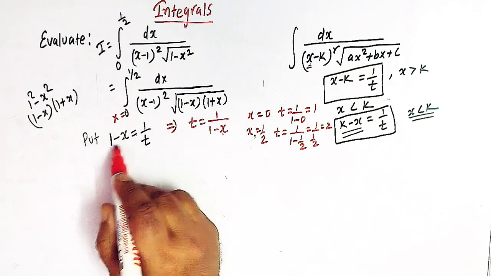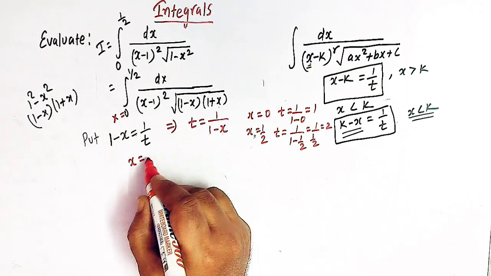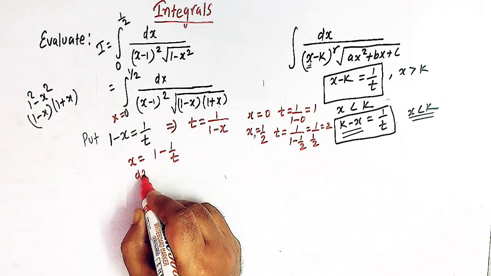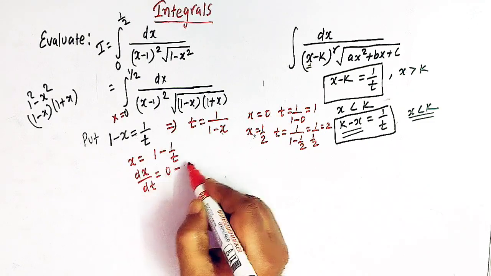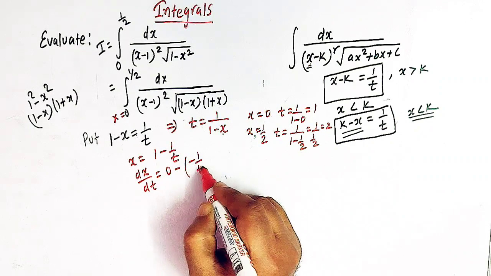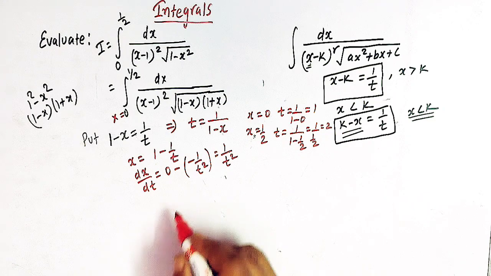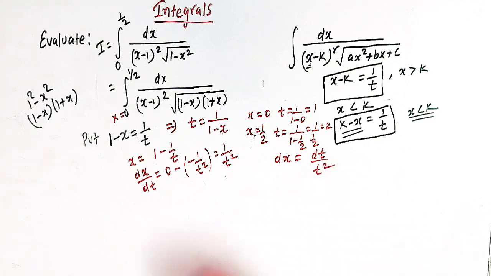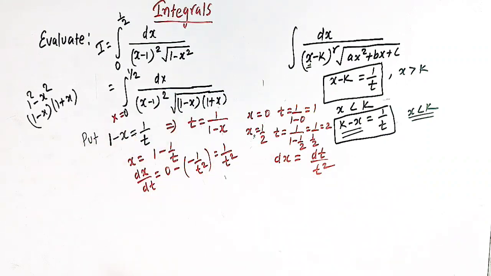Now here we have 1 minus x is equal to 1 over t, so that x is equal to 1 minus 1 over t. Let us differentiate x with respect to t. We have dx over dt is equal to the derivative of 1, which is 0, and the derivative of 1 over t with respect to t is minus 1 over t square. So this is minus minus plus, so we have 1 over t square. Now dx can be written as dt over t square. Now let us rewrite this integral I in terms of t.